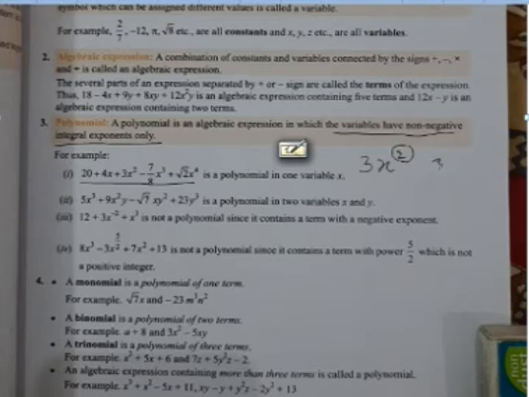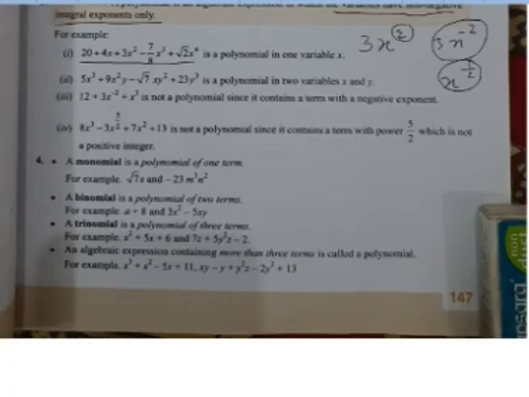If I write 3x power minus 2, this is not a polynomial because the power is negative, and also the power should be a whole number, not a fraction. This one is also not a polynomial: 12 plus 3x power minus 2 plus x cube. So it is minus 2, so it is also not a polynomial because the power is negative. And the fourth is 8x cube minus 3x power 5 by 2. So here the power is a fraction, so it is also not a polynomial.